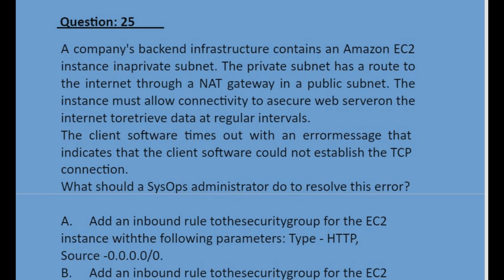Question is, a company's backend infrastructure contains an Amazon EC2 instance in a private subnet. The private subnet has a route to the internet through a NAT gateway in a public subnet. The instance must allow connectivity to a secure web server on the internet to retrieve data at regular intervals. The client software times out with an error message that indicates that the client software could not establish the TCP connection. What should a SysOps administrator do to resolve this error?